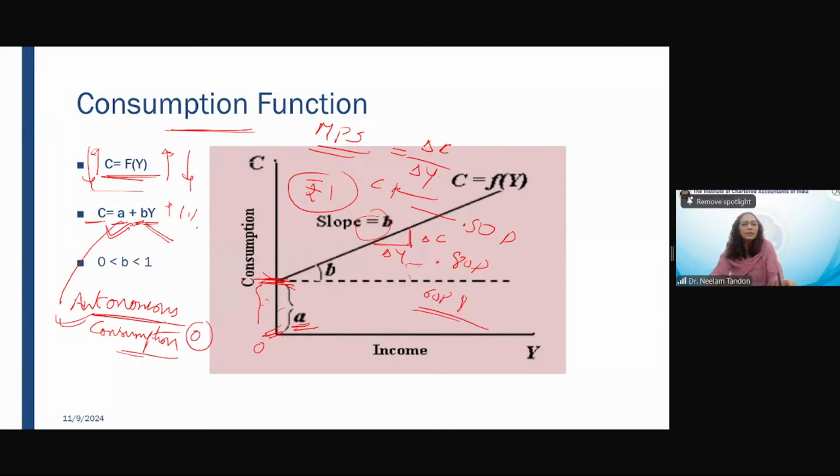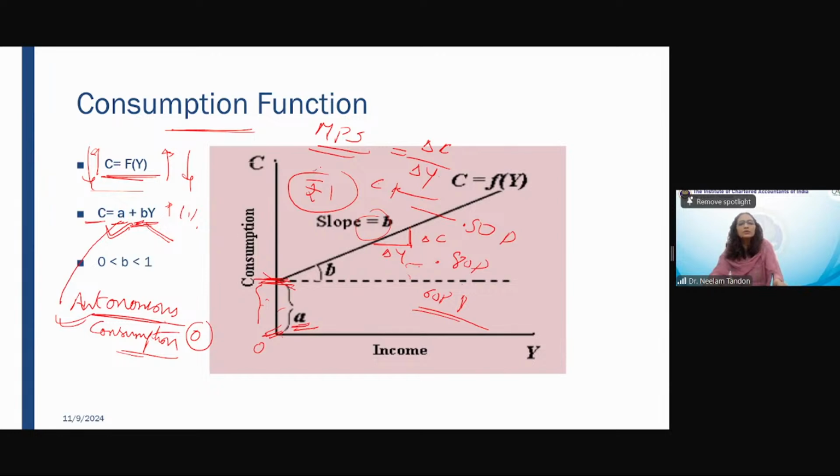That is B. B is marginal propensity to consume, which depicts the slope of the consumption function, and this depicts the change in consumption with additional increase in income. अगर इनकम ₹1 से बढ़ रही है तो कंजम्पशन कितना बढ़ रहा है? 50 पैसे से बढ़ रहा है, 60 पैसे से, 70 पैसे से, 80 पैसे से बढ़ रहा है, 90 पैसे से. So this is marginal propensity to consume.